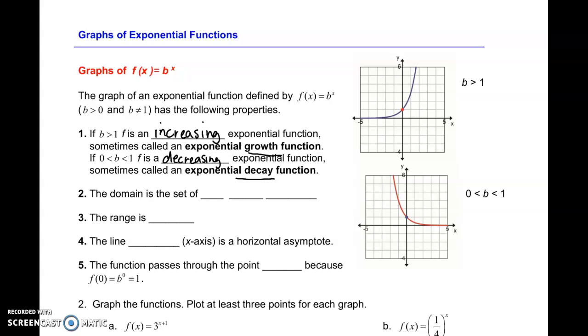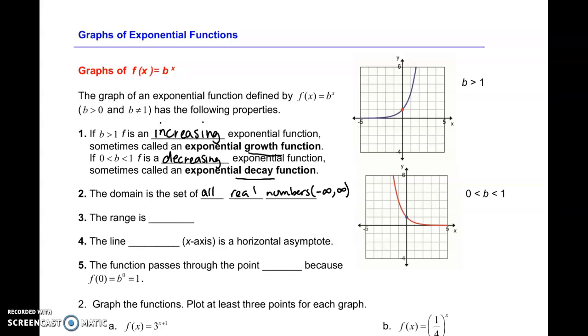The domain here is going to be the set of all real numbers. Written in interval notation, it would be negative infinity to infinity. I can put any value in for x and I will get an output. So my domain is all real numbers. There's no holes here, and it doesn't go past a certain point. So everything can be put in for x.